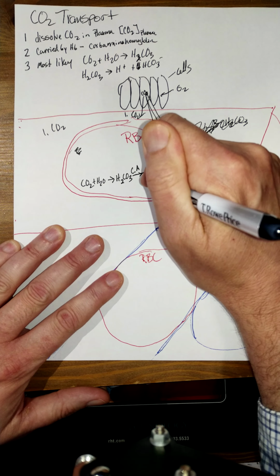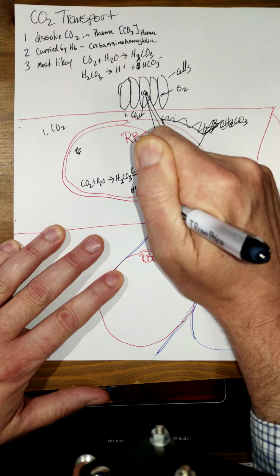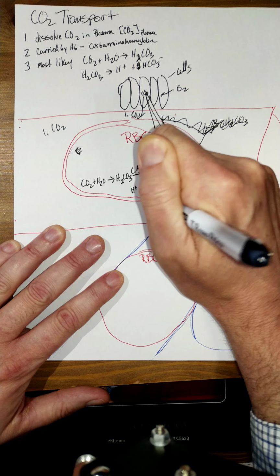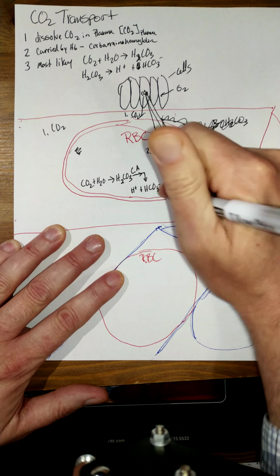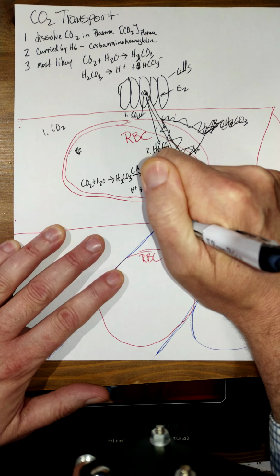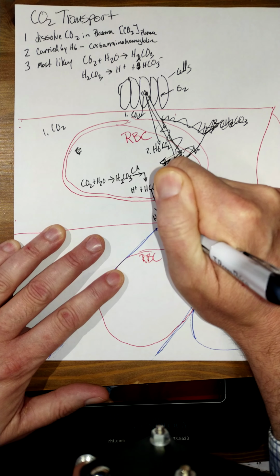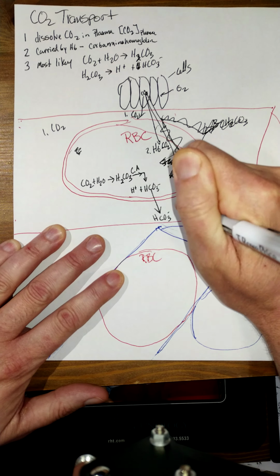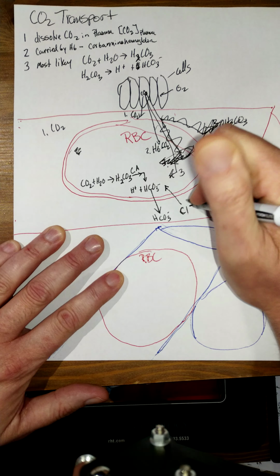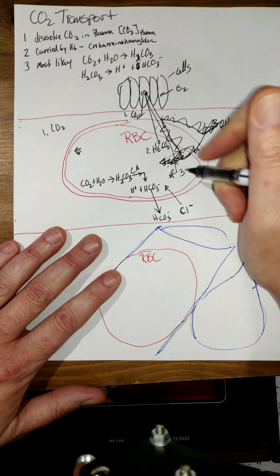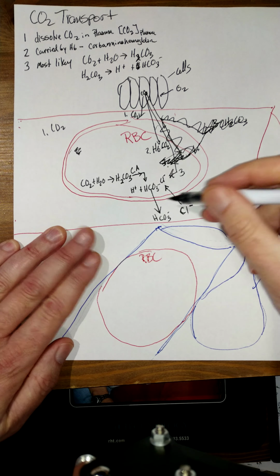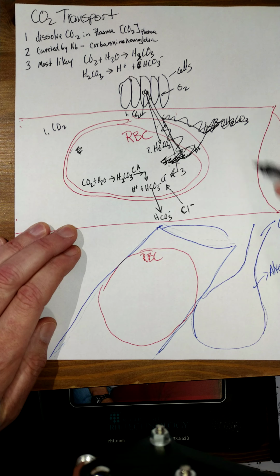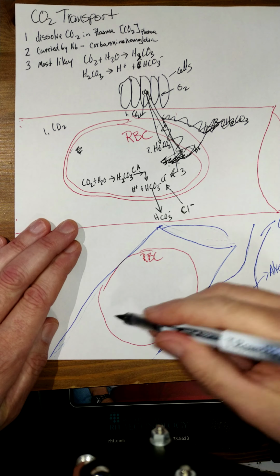I'm just going to follow the arrow here to H plus and HCO3 negative. And then this HCO3 is going to end up out here, and the chloride is going to come in and take its place. So we have this shift, this chloride shift here. And then this is going to follow all the way there to the heart.